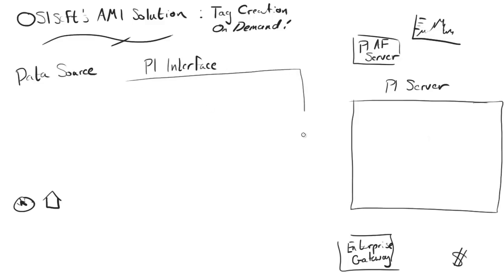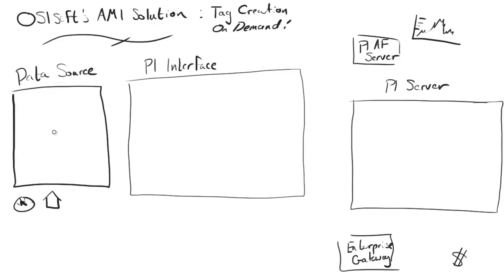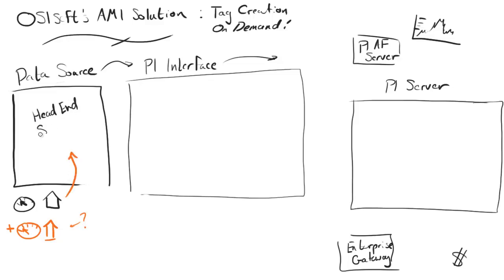Okay, so we're just drawing in boxes. Each one of these boxes just represents a piece of hardware, a server that houses the data source software or the PI server software. And data flows from left to right, both usage data and, in this case, data that's necessary to create a meter. Okay, so we get a new meter. A new meter is added to the system, and how do we go about now creating a tag?